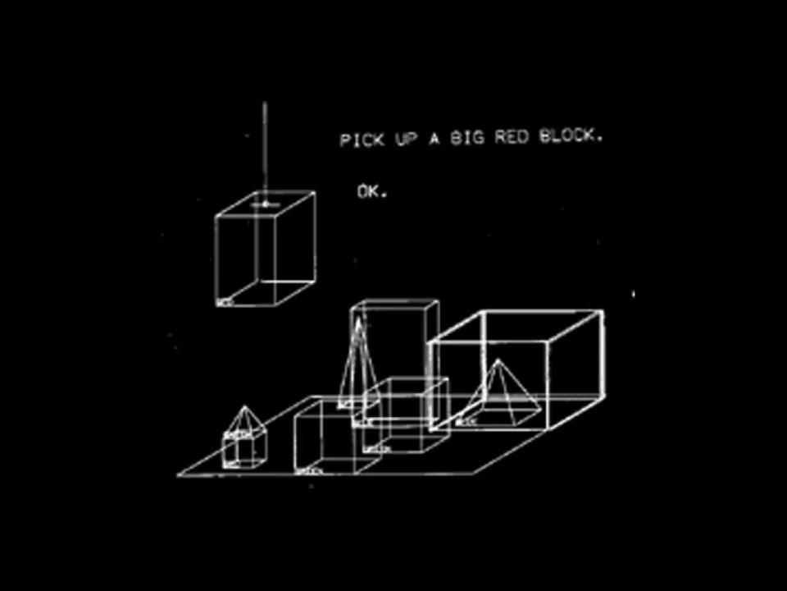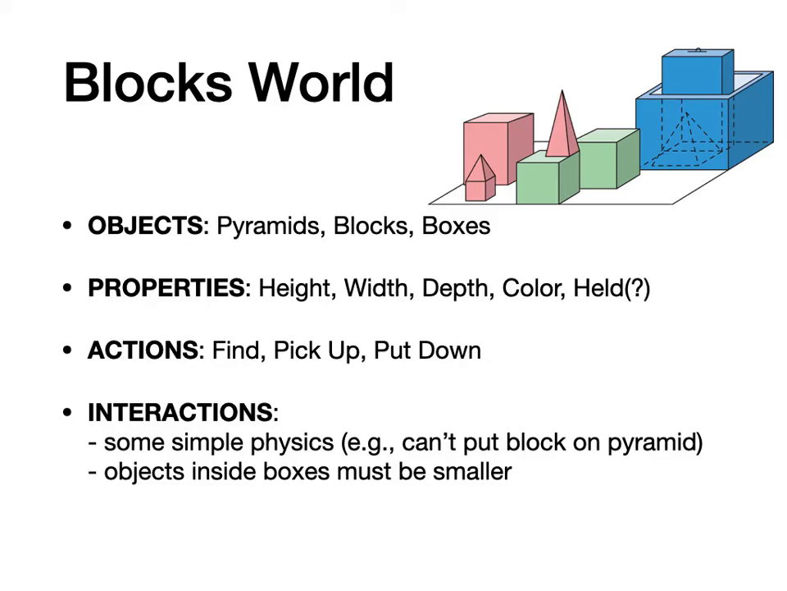So SHRDLU's micro world is called Blocks World, and it is essentially what we just discussed. It is a micro world. It has only a handful of possible objects that can exist, right? So there are pyramids, there are blocks, and there are boxes. That's it. It is only those three kinds of objects. There might be more of some of these other things than what we will cover, but properties. So objects can have things like height, width, and depth. They can have a color. They can have the held property, suggesting whether or not SHRDLU is currently holding this item, right?